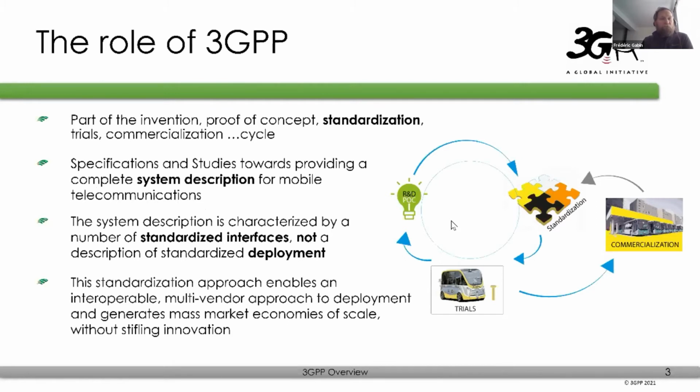It produces technical specifications and technical reports with a goal to provide a complete system description for mobile telecommunications. And the system description is characterized by a number of standardized interfaces, or reference points. It's not a description of actual deployments or standardized deployments, it's really the interfaces, with the overall goal to enable interoperability between different actors, to enable multi-vendor, and have deployments with mass market economies of scale for the mobile network operators and the various partners in this industry without stifling innovation. So that enables innovation and standardization benefits.